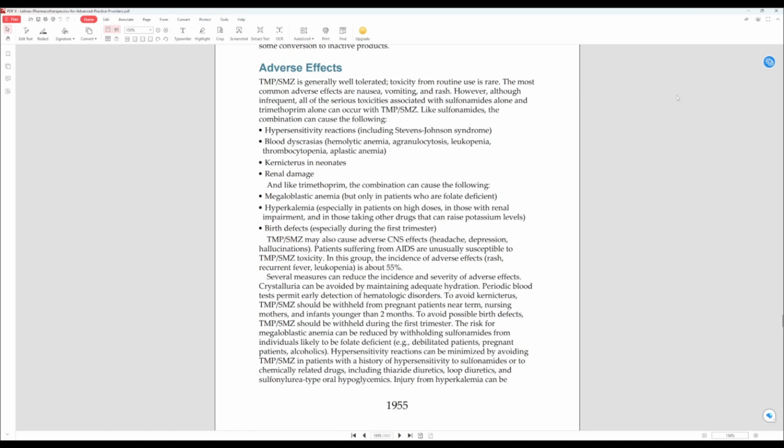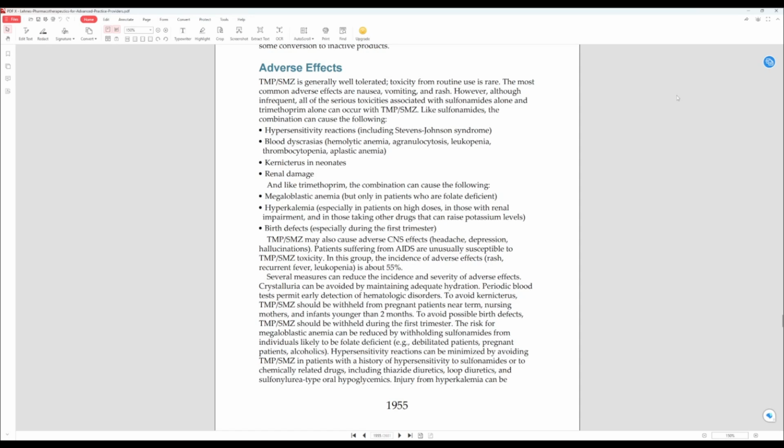Adverse effects. TMP-SMZ is generally well tolerated. Toxicity from routine use is rare. The most common adverse effects are nausea, vomiting, and rashes. However, although infrequent, all of the serious toxicities associated with sulfonamides alone and trimethoprim alone can occur with the combo drug.